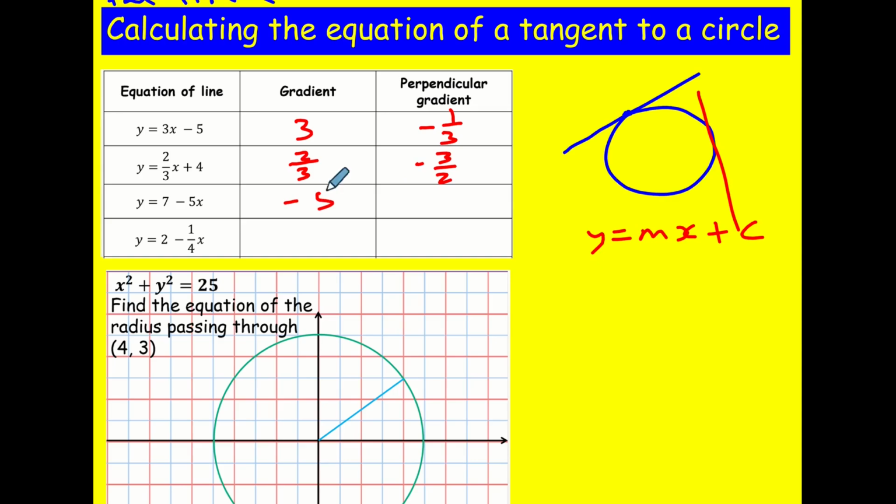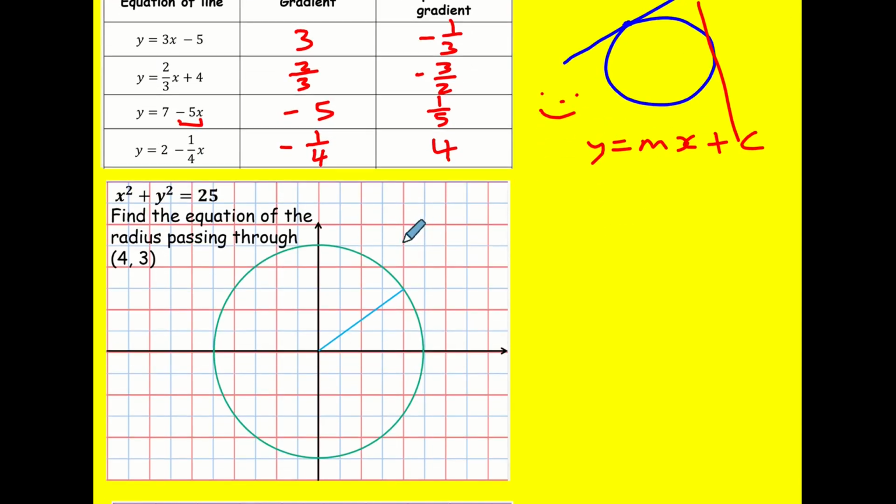Here the gradient is minus 5. It's the number in front of the x. Remember, it doesn't matter that the 7 is first in this case. And then the negative reciprocal is going to become positive 1/5. And over here, we get another negative, it's minus a quarter. So it's going to become positive 4/1, which is just 4, and we tend to just write it as the whole number. So hopefully you're happy with that. You're in a good place with reading y equals mx plus c and identifying perpendicular gradients. Next question for you to try then. Can you find the equation of the radius passing through 4, 3?